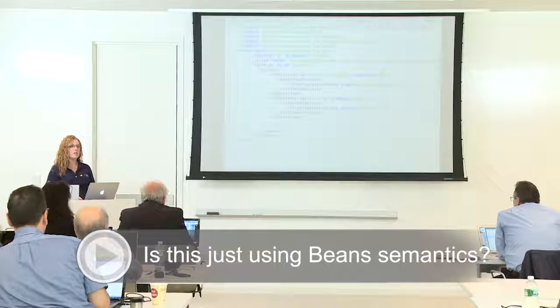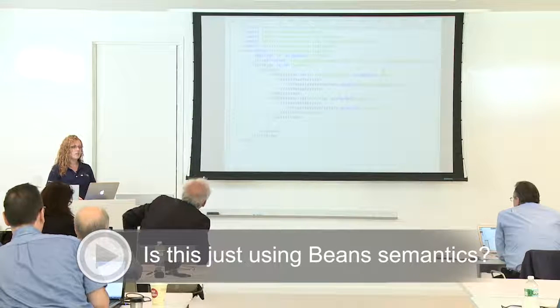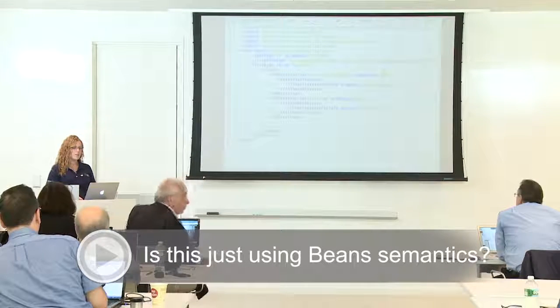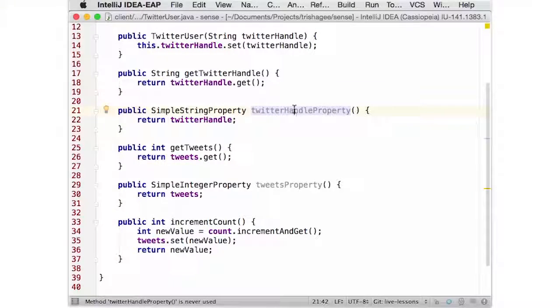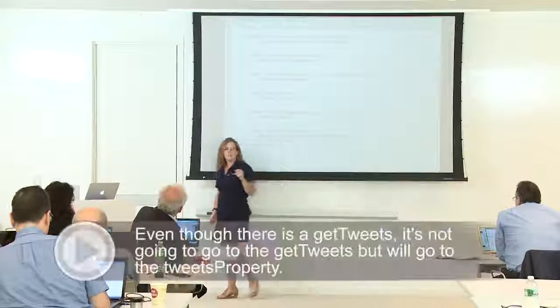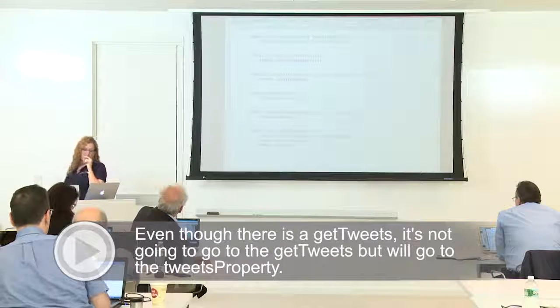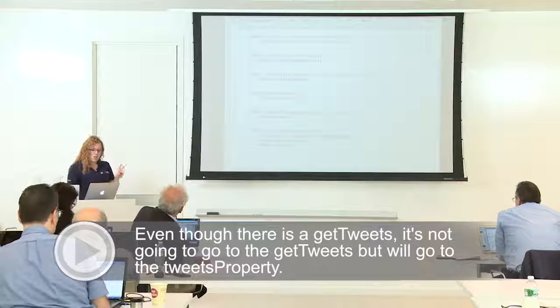So is this just using bean semantics? Yes. Because it's a private, but you don't have a... I've got getters and setters. You need 2 different magic getters and setters as well. So, these are actually unused, but they're not unused. When IntelliJ puts it in grey, it means this getter isn't used. But in actual fact, JavaFX is going to use these getters to get the values. Right, so even though there is a get tweets, it's not going to go to the get tweets, but it's going to go to the tweets property.